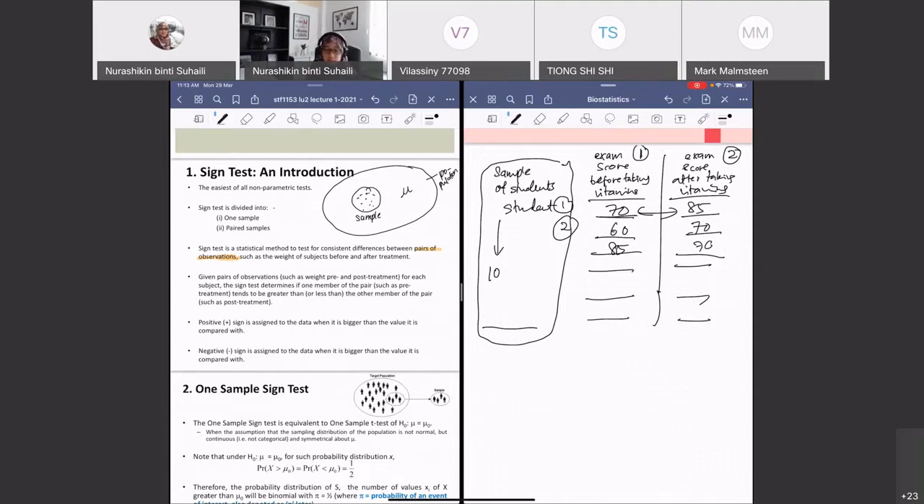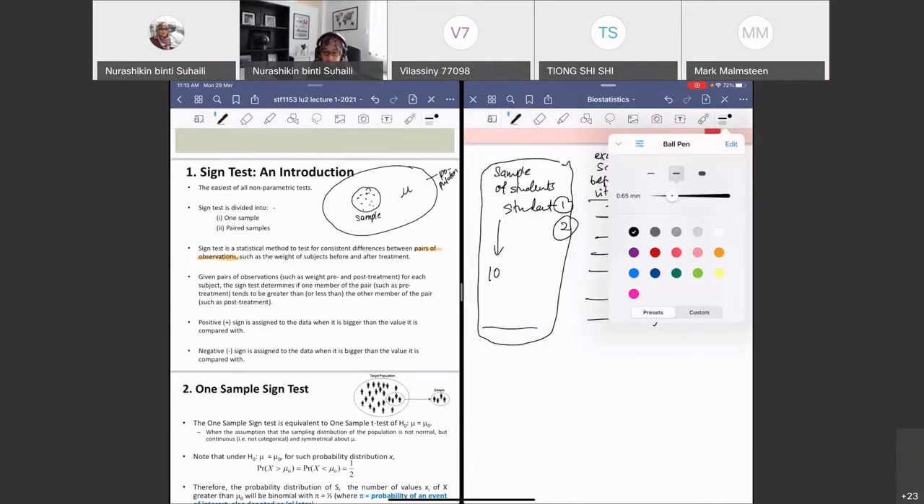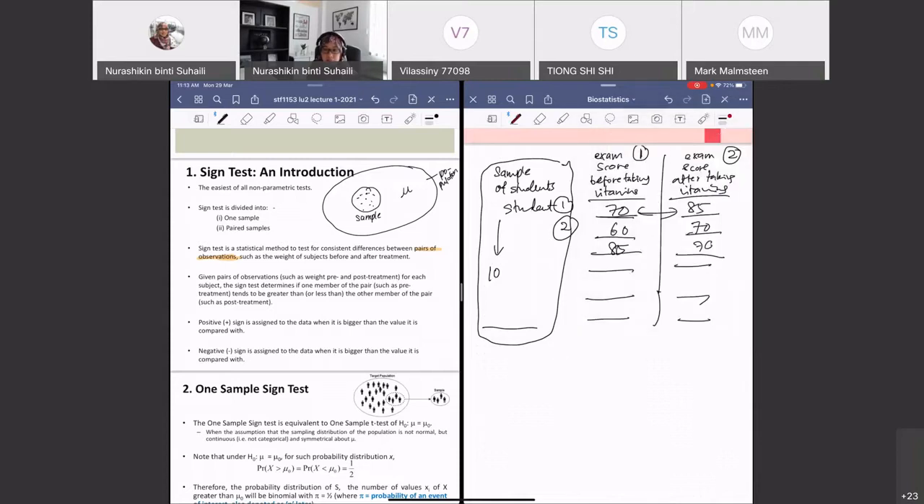So we assign the sign here as negative, because it's less than 85. 60 and 70, 60 is less than 70, negative. But here, 85 and 70, 85 is greater than 70, so we assign positive here. So that is what is meant by the sign. That's why we call it a sign test, because we assign signs in the form of negative and positive.